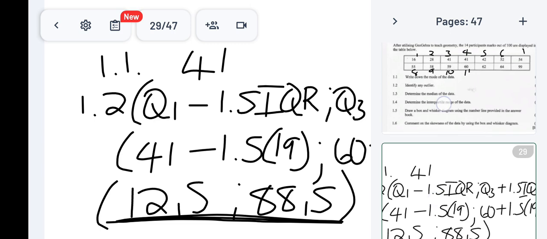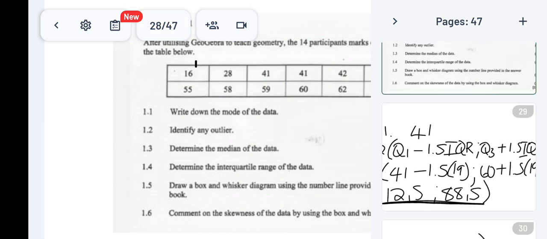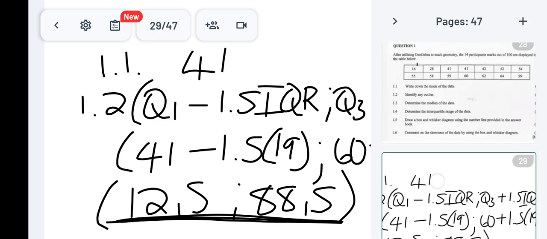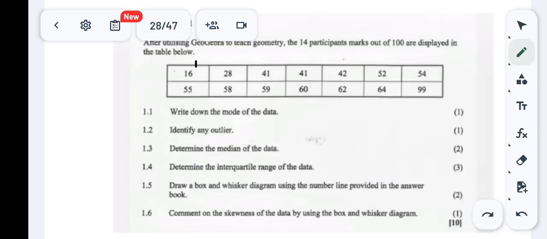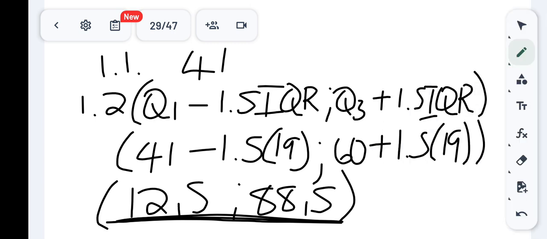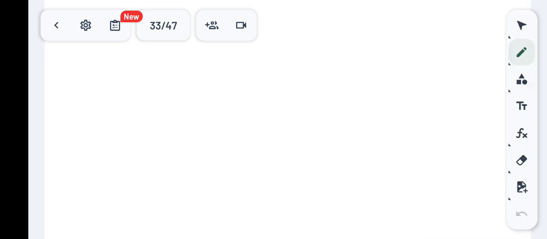So let's go back. Please check your interval from 12,5 up until 88,5. Which value is not within that interval? 16 is within, 28 is within, 41 and all of that, up until 99. 99 is not within that interval, because our interval ranges from 12,5 up until 88,5. So 99 is outside our interval. Therefore, 99 is our outlier. That is how you identify an outlier.